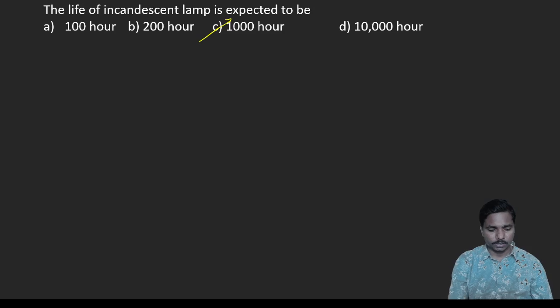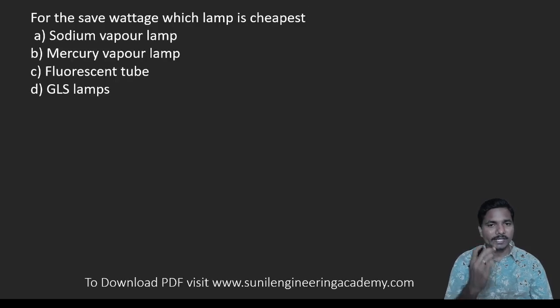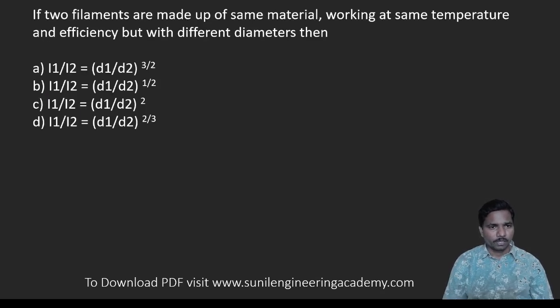For the same wattage, which lamp is cheapest? In terms of rate, general service lamps, that is filament lamps, are cheapest. Sodium vapor, mercury vapor and fluorescent tube lamps are somewhat costly, but they have more life.